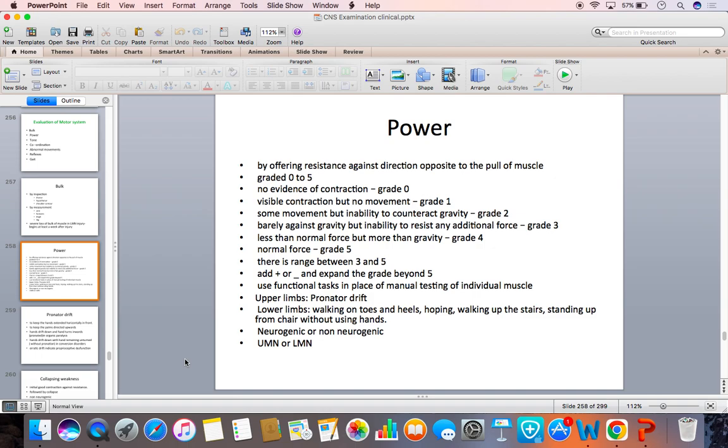And also determine whether it is neurogenic or non-neurogenic by pronator drift. Ultimately, they assess whether it is a UMN lesion or an LMN lesion. Okay, this is the purpose of assessing the power. In UMN lesions, power is not that much diminished when compared to lower motor neuron lesions.